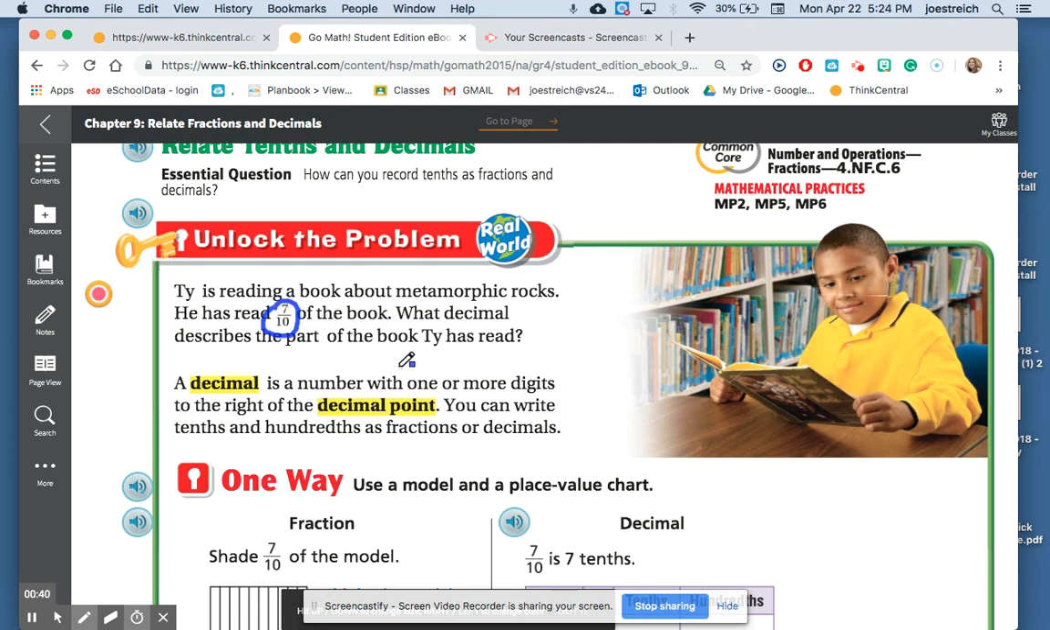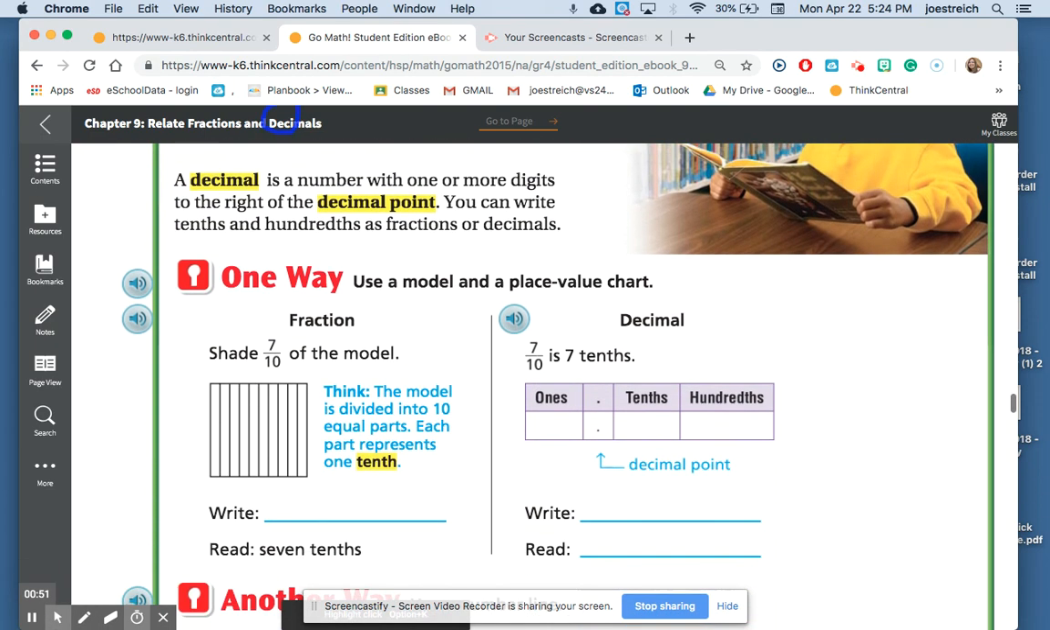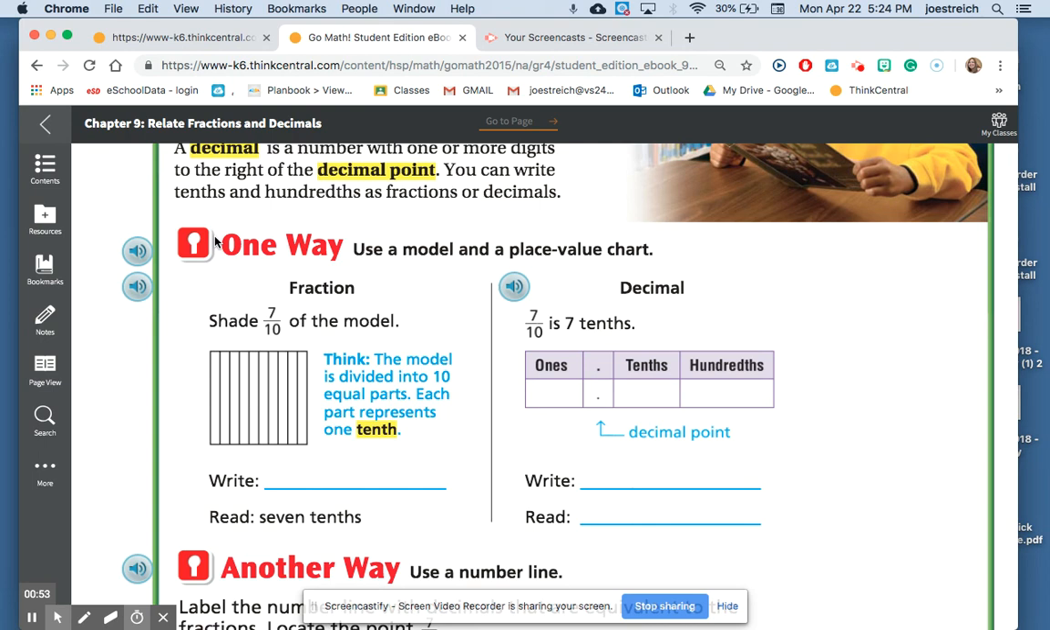A decimal is a number with one or more digits to the right of the decimal point. You can write tenths and hundredths as fractions or decimals. Okay. Let's begin with one way. You can use a model and a place value chart to show a fraction as a decimal.